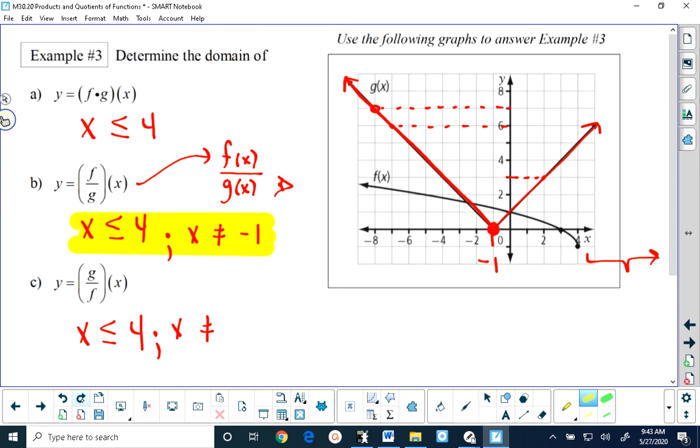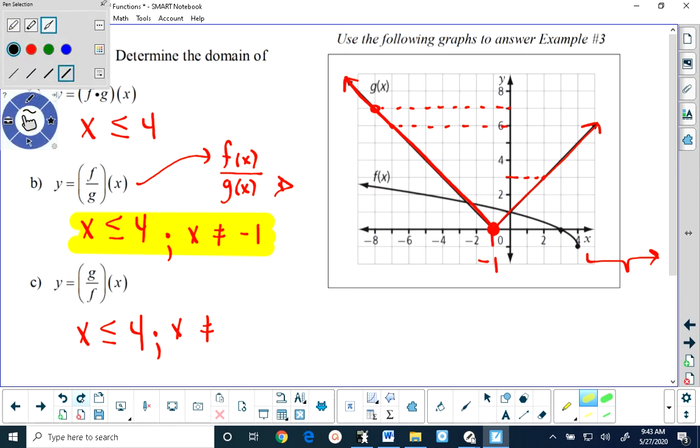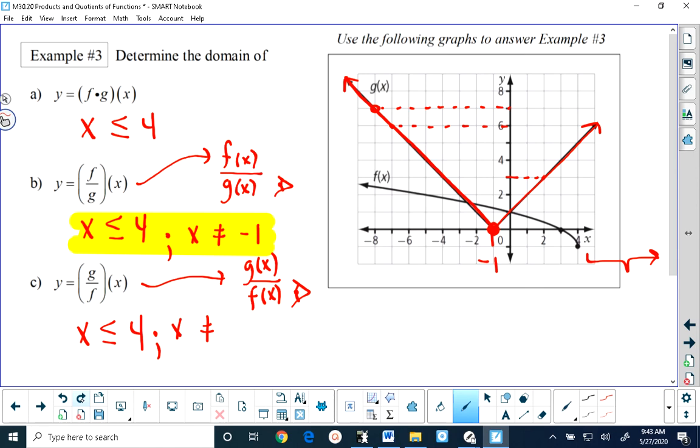What about part C? Well, in part C, we have to remind ourselves that g over f means g of x over f of x. And now we're looking at the denominator and saying, well, f of x cannot be 0. F of x is this graph. So where is f of x 0? F of x is 0 when x is 3. So if x is 3, f of 3 gives 0, and that means g over f will be something over 0, and that's not allowed.